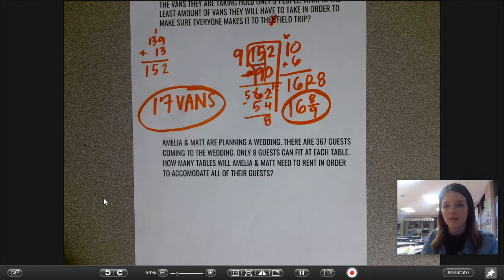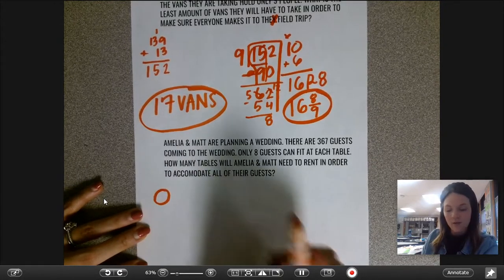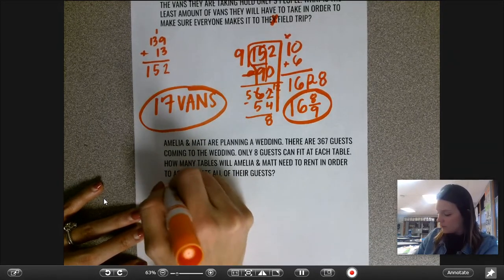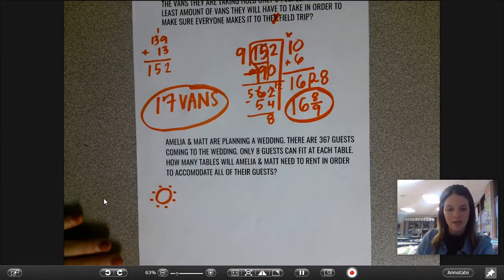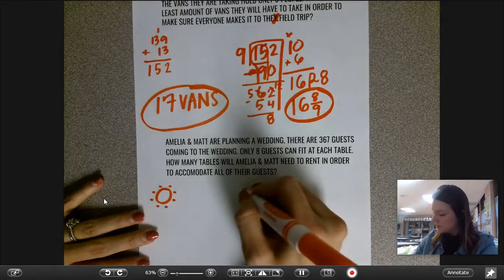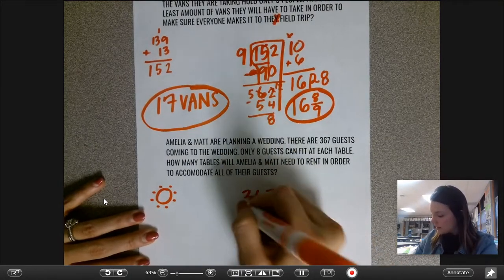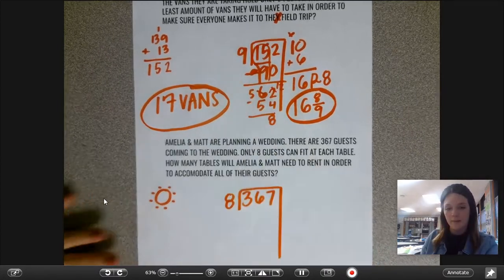So again, I asked my kids to build that picture. I imagine wedding tables as a round table, and maybe 4 people sit this way, and 4 people sit that way, and there's my 8 guests. So that's in my head what my tables are looking like. So there's 367 guests, and they're sitting at tables of 8. So I need to figure out how many tables I need.